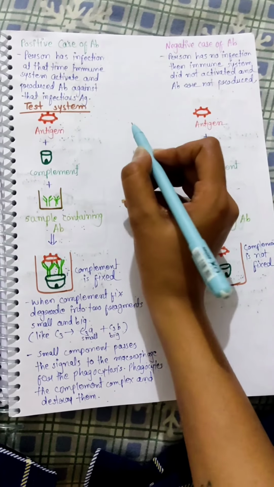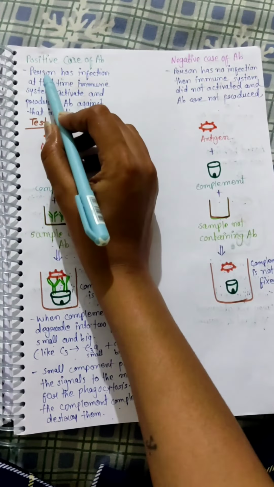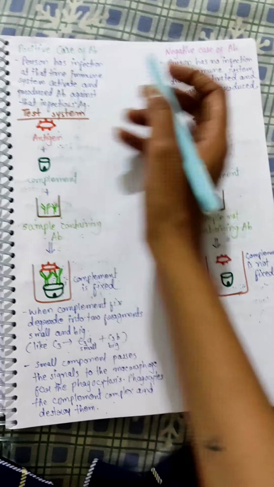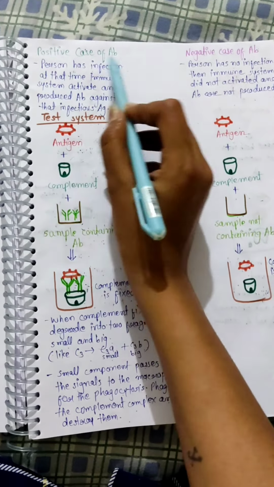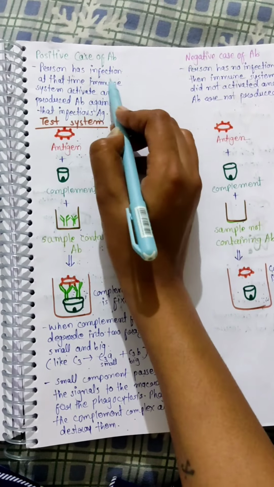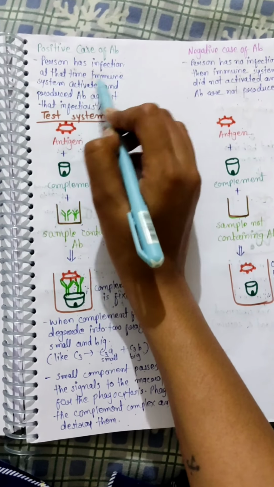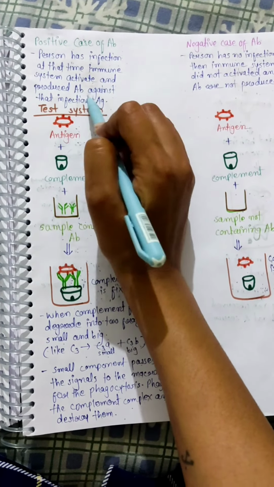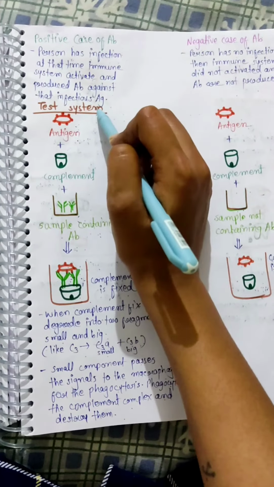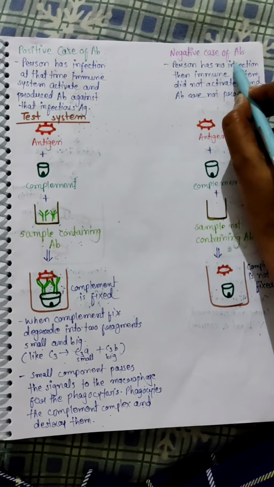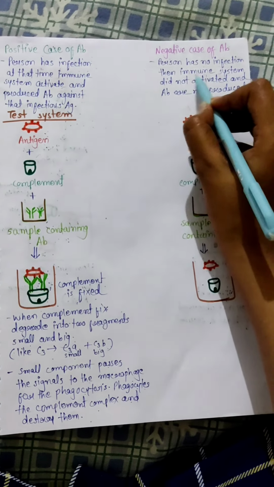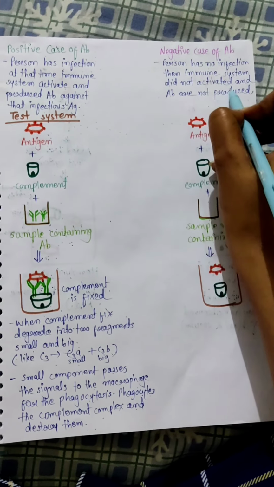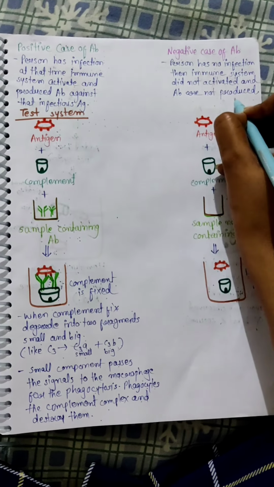In the process of complement fixation, there is a positive case of antibody and a negative case of antibody. What is the meaning of a positive case of antibody? The person has been infected. At that time, the immune system activates and produces antibody against that infectious antigen. In the negative case of antibody, the person has no infection, so the immune system is not activated and antibodies are not produced.